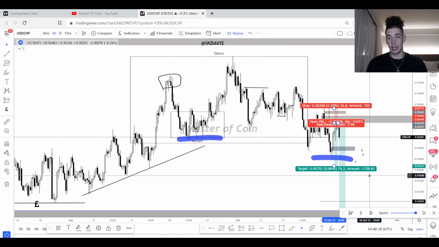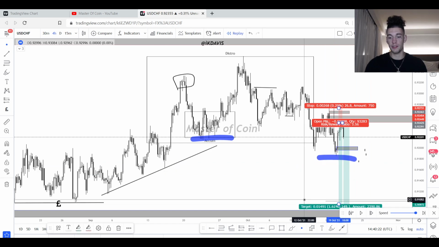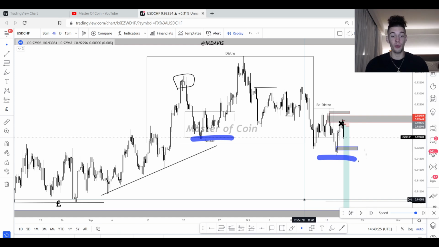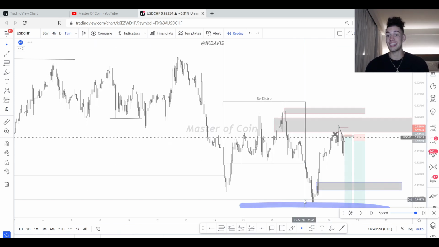And the target, even down to these equal lows, is only a 1 to 5. A 1 to 5 is not worth my time. I'll be real with you, my trading plan, I'm not going to take 1 to 5s. I need a 1 to 10 minimum.